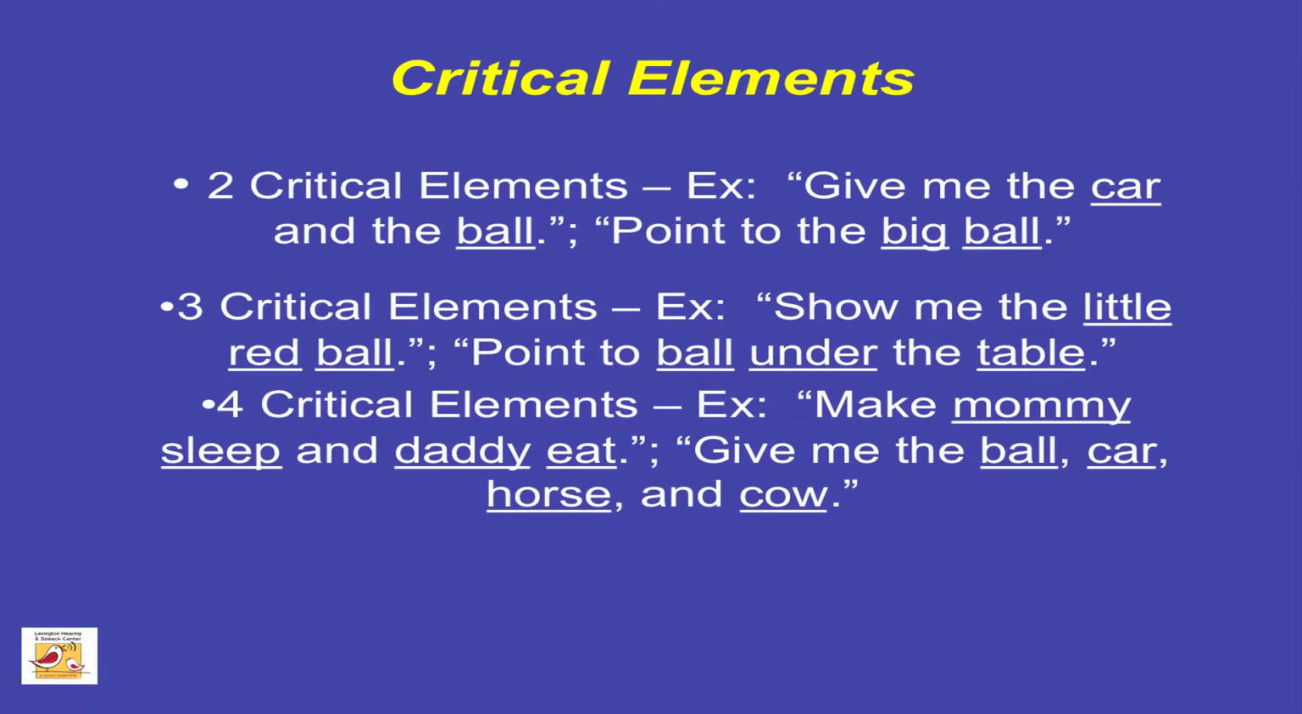Here are some examples of critical elements. For 2 critical elements, you could say, "Give me the car and the ball," or point to the big ball. 3 critical elements, you could say, "Show me the little red ball," or point to the ball under the table. 4 critical elements could include, "Make mommy sleep and daddy eat," or "Give me the ball, car, horse, and cow."